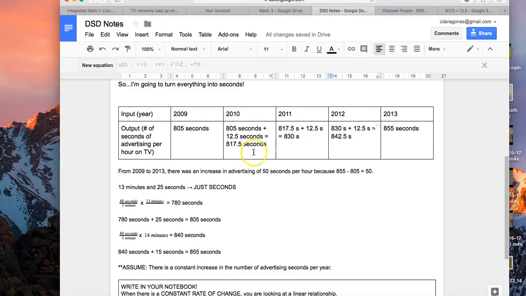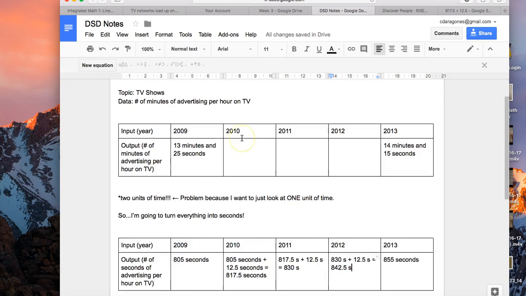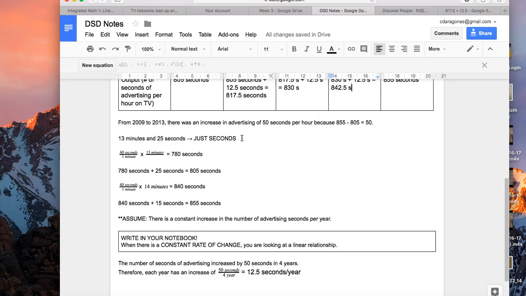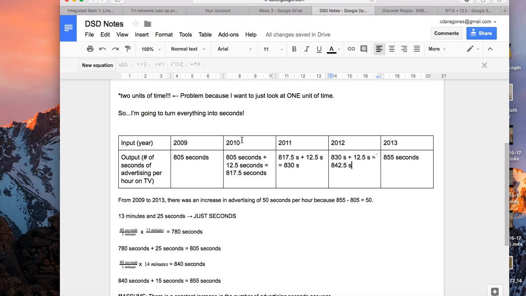Right? So as you can see, this is not real data, but it's just an approximation, right? I assume that I increased by 12.5 seconds every year. So I went from 805 seconds in 2009 to 855 seconds in 2013. So now this is just if you have an incomplete table because you have missing some years. You couldn't find data. If you do have information on every year, go ahead and record that information you have in your data on page 4. Okay? So on your own, create a table with the data you have for your topic.